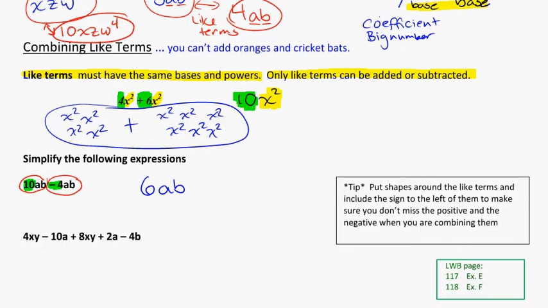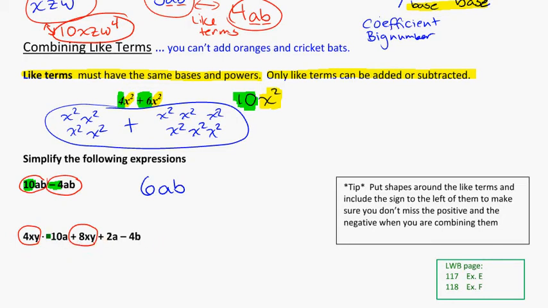Another good example here about putting shapes around them: let's identify in this long expression what are actually like terms. I see I've got 4xy, and I might put a circle around that. A, not the same as xy. 8xy, that is the same, so I'm going to circle it, and I'm also going to circle that sign in front. Notice how I've circled that guy in front. A and B, so no other xy, so I know those guys are like terms.